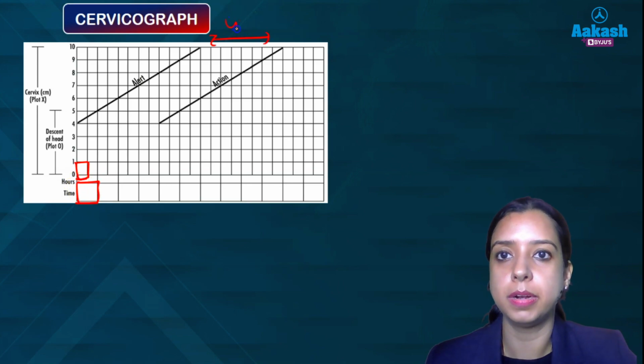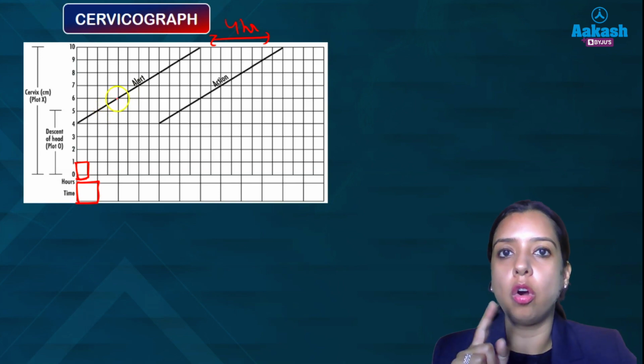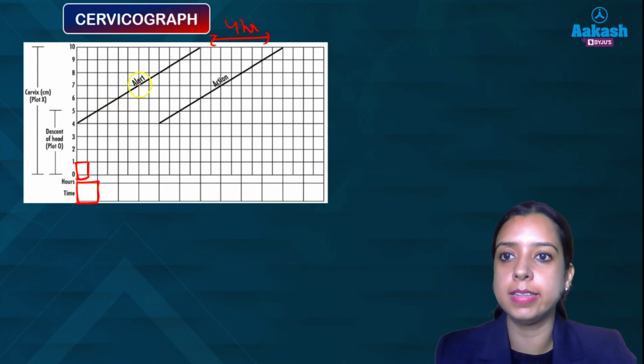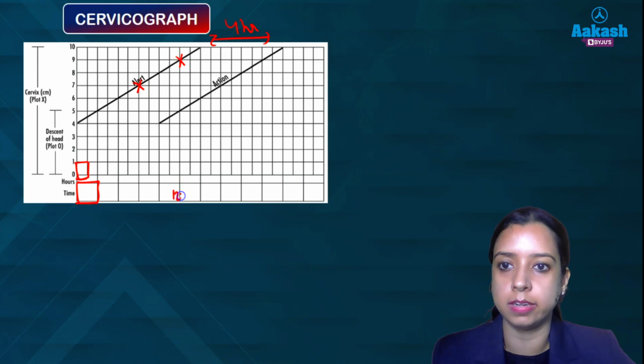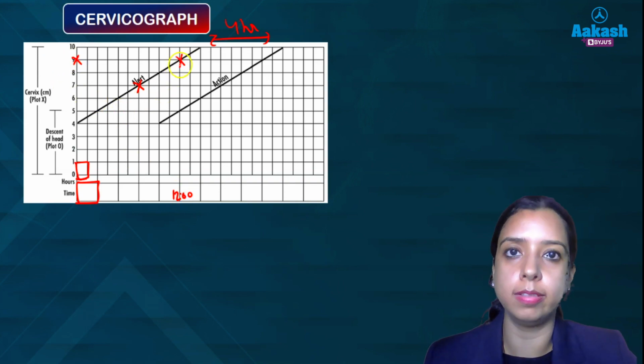Alert and action lines are separated by 4 hours. Where do you plot? You start your plot on the alert line. Even if the patient comes at 7 centimeter, your plot will be here. If she comes at 9 centimeter, this will be your plot, and from here you will start the time. You will never plot here. Your plot will be on the alert line.